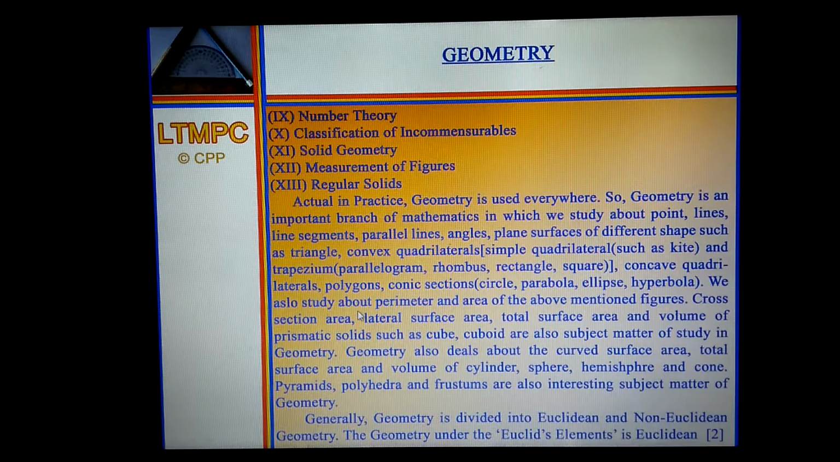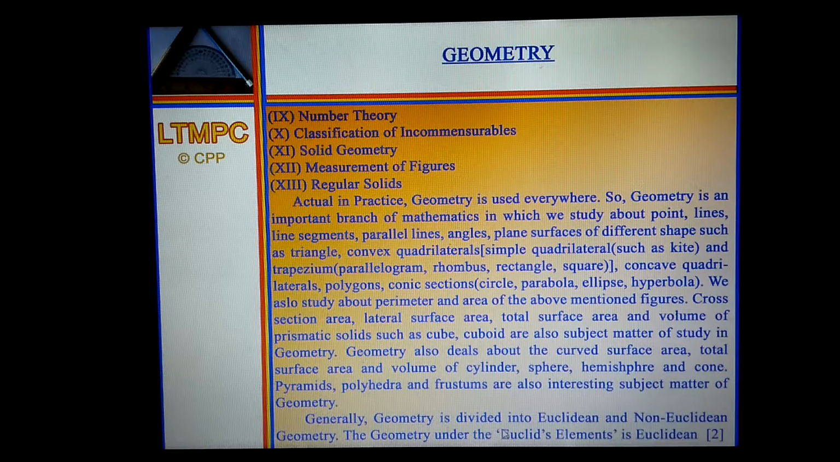We also study the perimeter and area of the above mentioned figures. Cross-section area, lateral surface area, total surface area and volume of prismatic solids such as cube and cuboid are also subject matter of study in geometry. Geometry also deals with the curved surface area, total surface area and volume of cylinder, sphere, hemisphere and cone. Pyramids, polyhedra and frustums are also interesting subject matter of geometry.